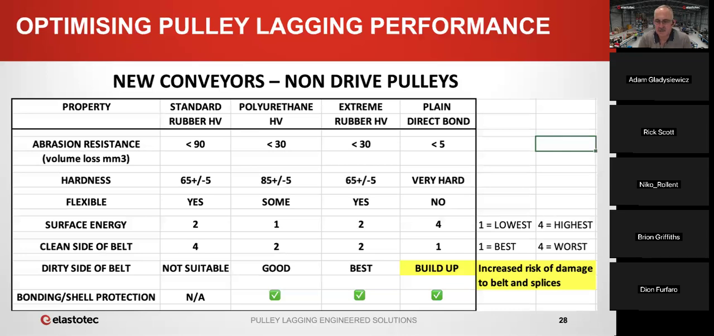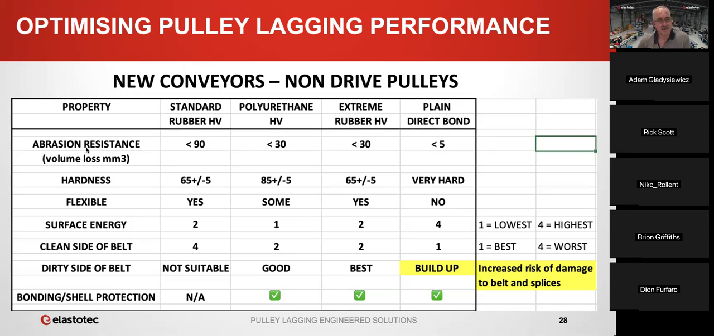So this table is just a comparison for looking at the different types of lagging that are typically used on non-drive pulleys. So we have standard rubber lagging, we have polyurethane, we have extreme rubber. Extreme rubber is a rubber that has similar abrasion resistance to polyurethane, albeit at much lower hardness. It's 65 Shore compared to 85 for polyurethane. And then the last one that's commonly used on non-drives is plain direct bond ceramic lagging.